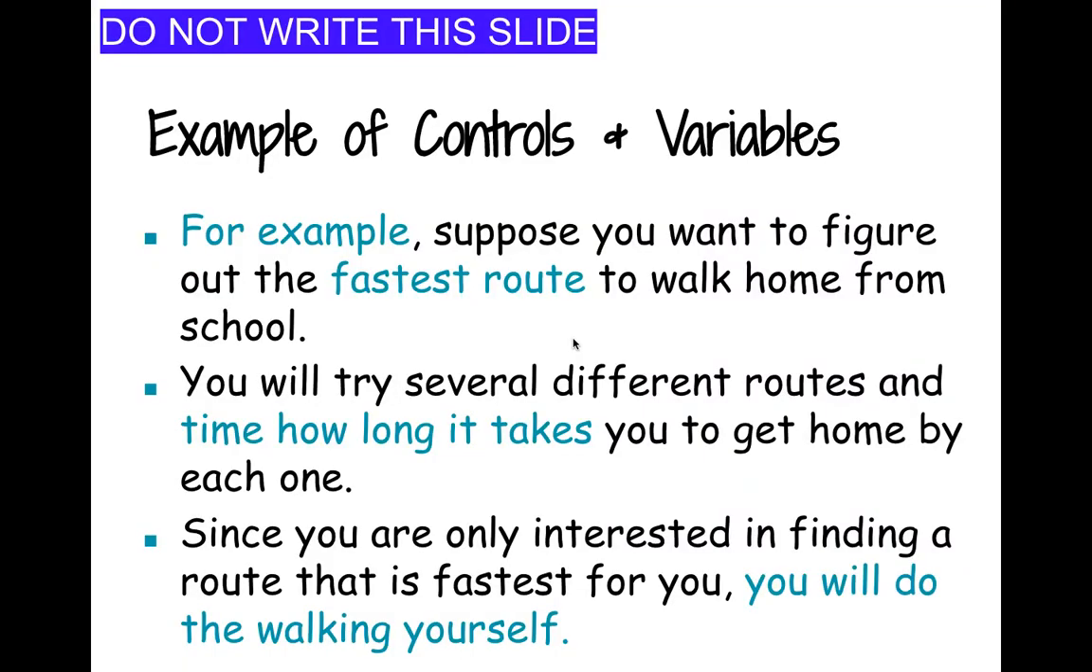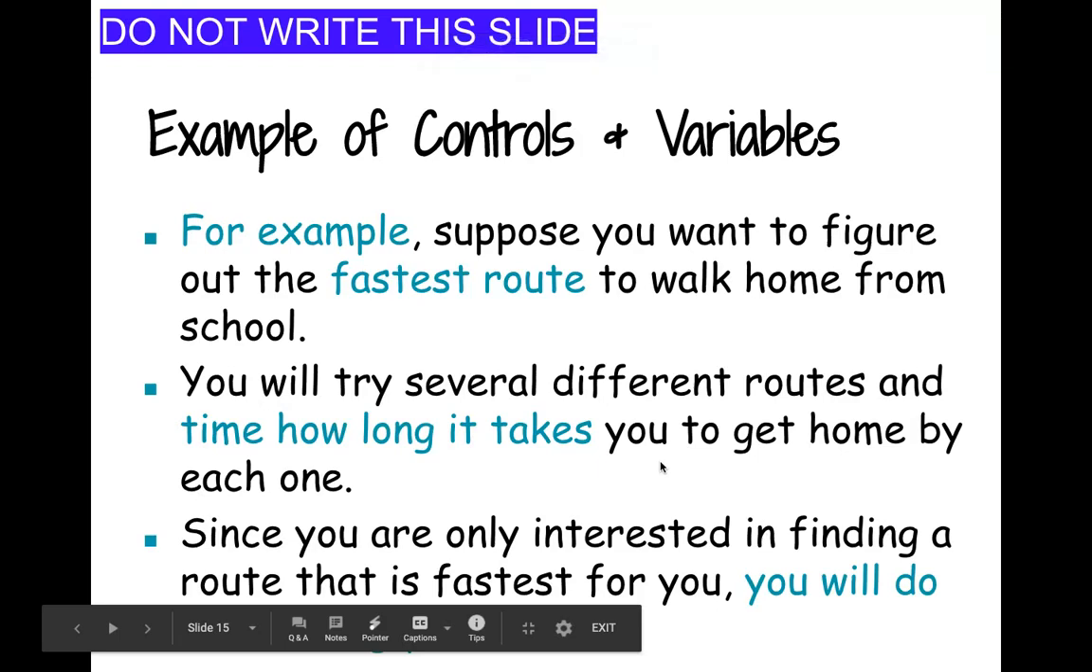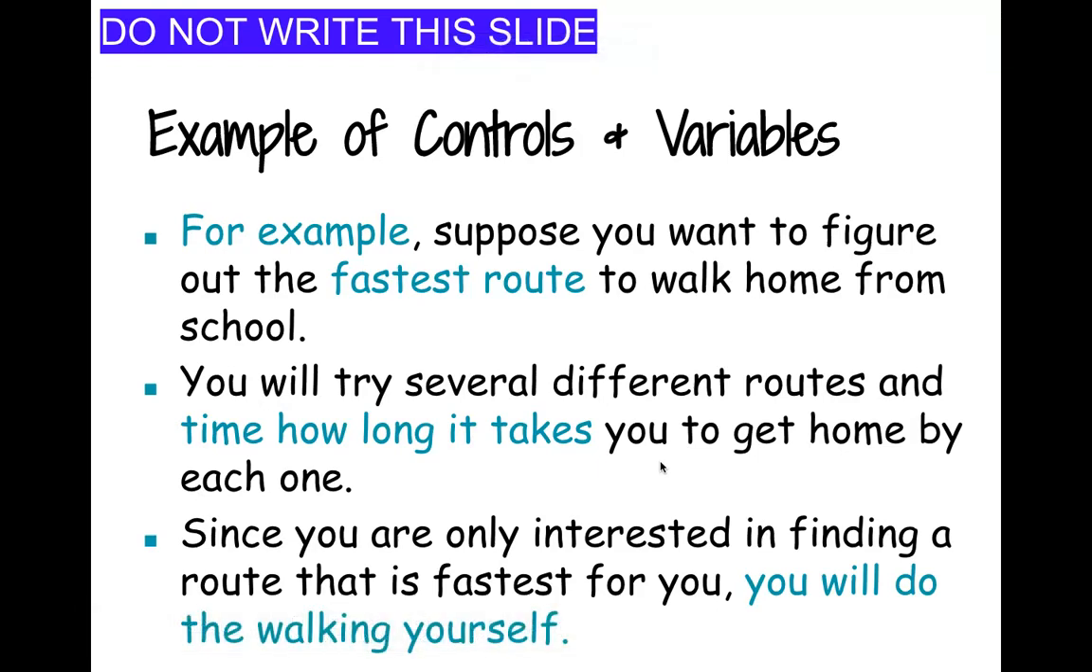All right, so here's some example of controls and variables. So for example, suppose you want to figure out the fastest route to walk home from school. You will try several different routes and time how long it takes you to get home by each one. Since you're only interested in finding a route that is fastest for you, you will do the walking yourself. Well, why wouldn't you have a friend walk and you time them? The reason why is because obviously your legs are different heights. So some have longer legs, some of you guys have shorter legs. So you'd want to make sure that you are the one doing the walking and not your friend.